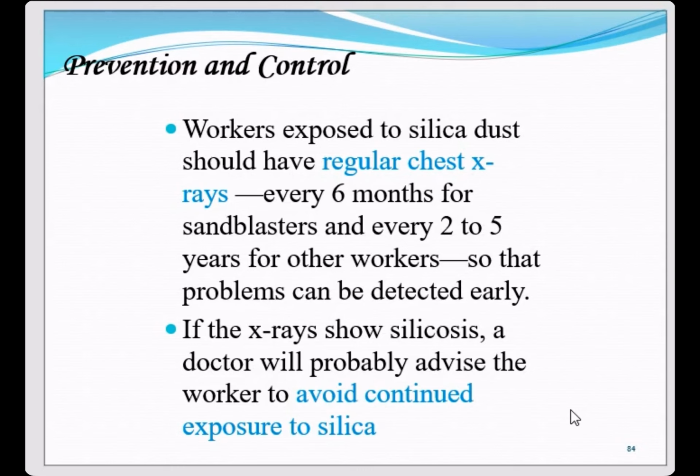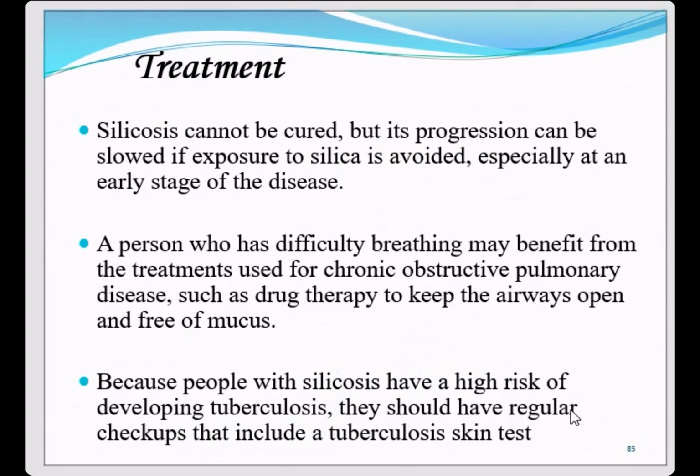That is why with chronic silicosis, you may find that after 20 years they will have the symptoms. Silicosis cannot be cured, and it is progressive. The progression can be slow if the patient avoids exposure to silica. A patient with difficult breathing may benefit from the treatments used for chronic obstructive pulmonary disease. They can use drug therapy to keep the airways open and free of mucus. It can help them have a normal life during the treatment, but it won't cure this disease.